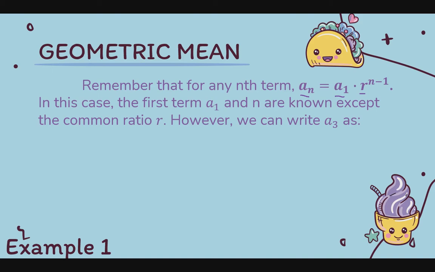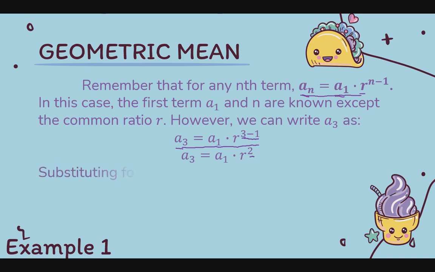However, we can write a sub 3 as, so we can rewrite this formula into this one. A sub 3 is equal to a sub 1 r raised to n minus 1, where a sub n or the last term is the a sub 3 or the third term, and n is equal to 3. A sub 3 is equal to a sub 1 times r raised to, minus lang po natin yung 3 minus 1, or mag-subtract lang tayo, kaya naging r squared na yan, or r raised to 2.